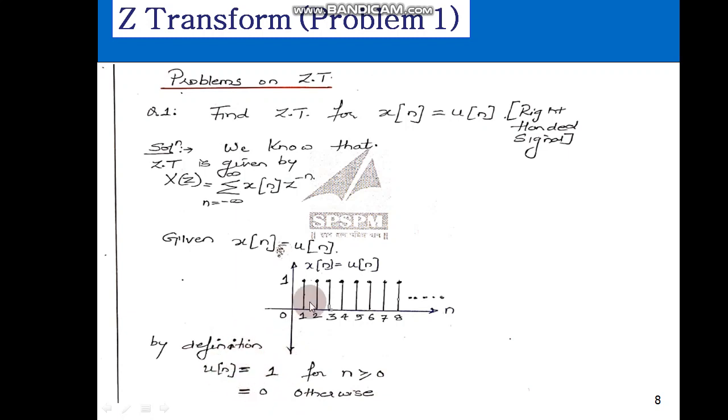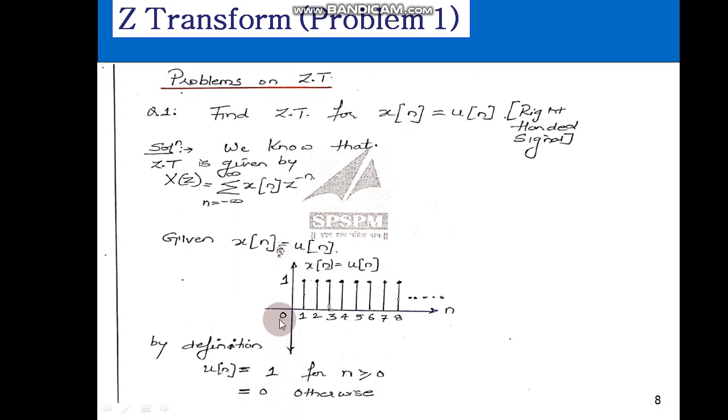If I try to convert it into a graphical representation, then according to the definition, n equal to 0 or greater than 0. So from n equal to 0 to n greater than or equal to 0 means up to infinity, because there is no limit. Greater than 0 means up to infinity. All the values from n equal to 0 to infinity are 1, 1, 1, 1, 1 and so on. And it is equal to 0 otherwise.